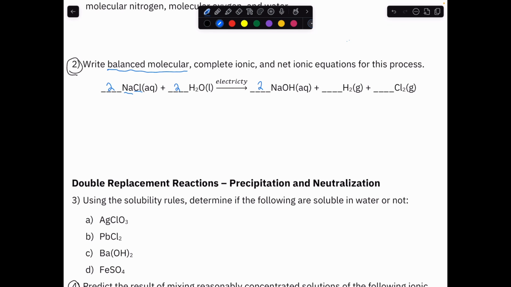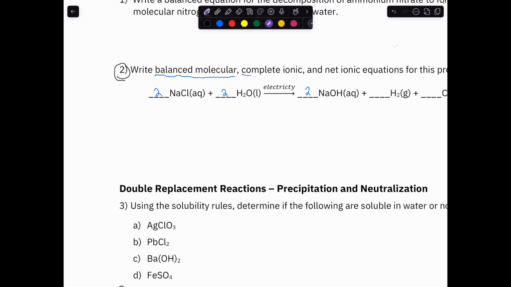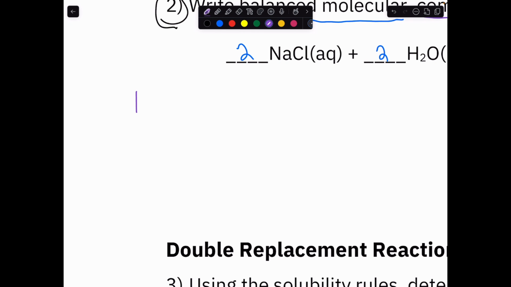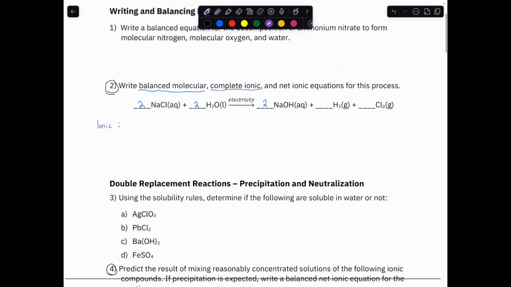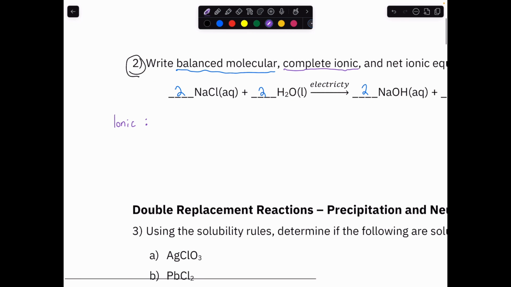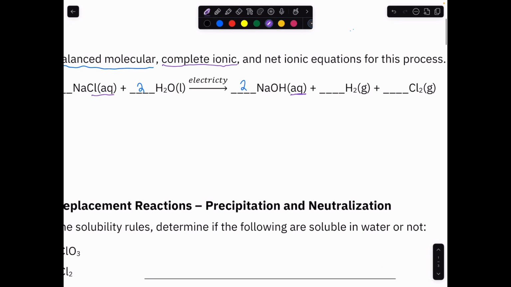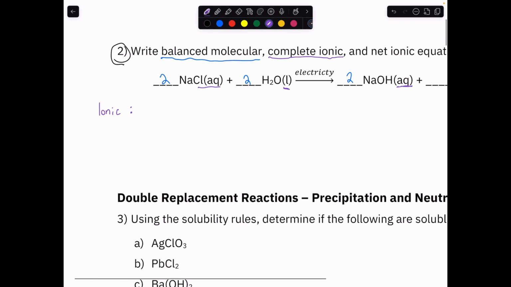And in a different color, I'm going to pick purple because I like purple. Erase these 2. And I'm going to do the complete ionic equation. Now, I'm just going to put ionic right over here. So then we know that from here, we're going to be doing the ionic equation. In the ionic equation, we're really going to be breaking down these aqueous compounds over here because we can't break up a liquid or our gases. So we're just going to be breaking up our aqueous compounds.